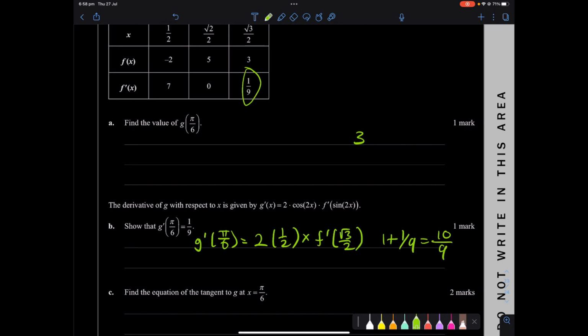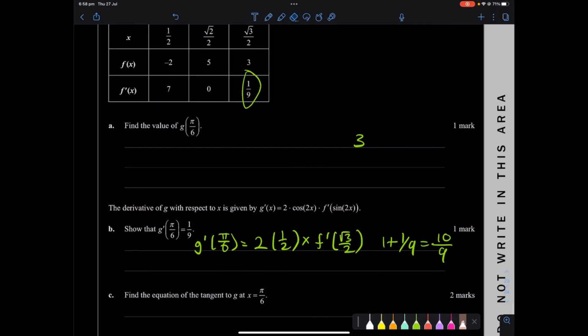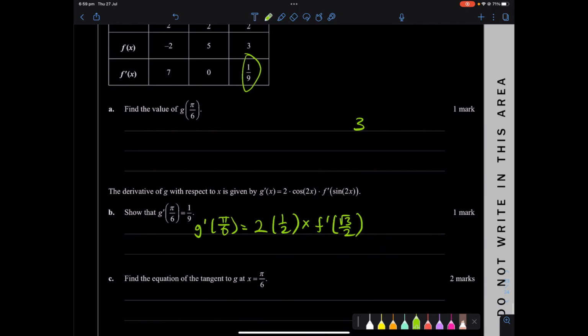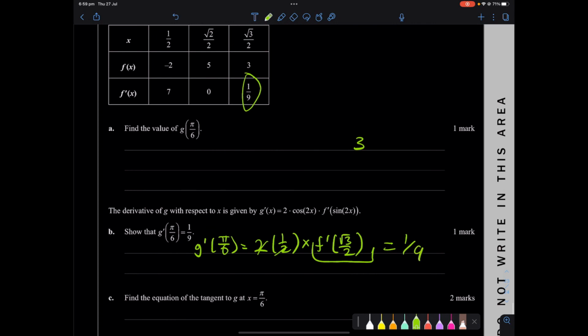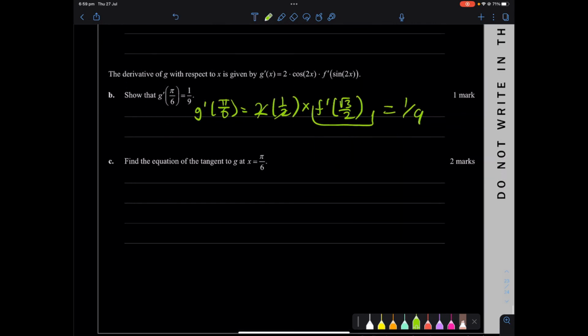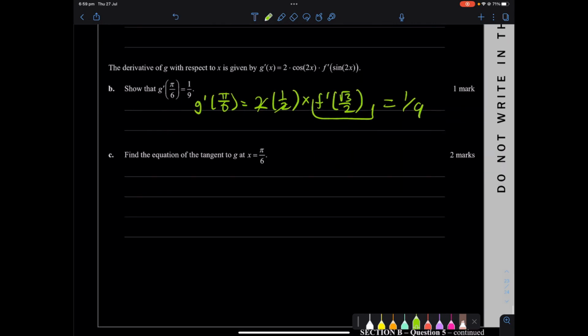So half times 2 is 1, and 1 plus 1 on 9 gives 10 on 9? Wait, why am I adding it? We should just show it's 1 on 9. The cos gives a half and the 2 cancels that to 1, so it's just this over here, which is 1 on 9. That's your answer. Find the equation of the tangent at this point.